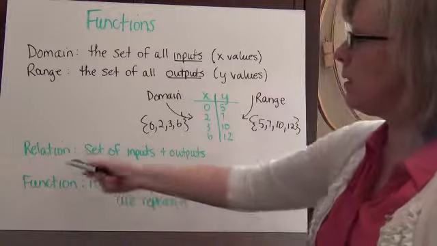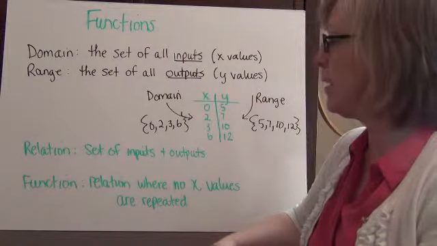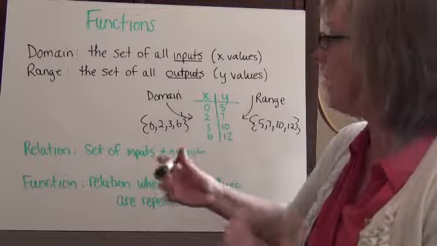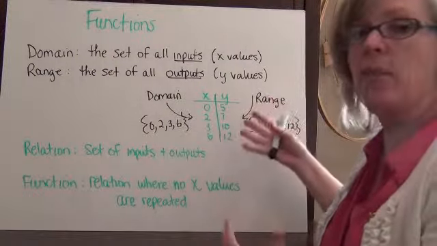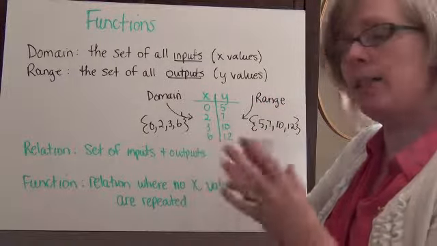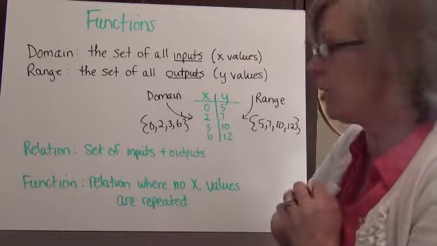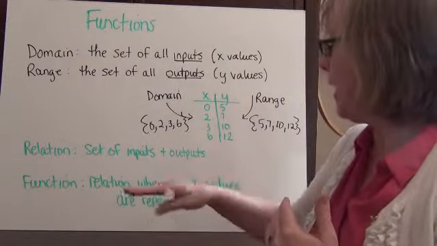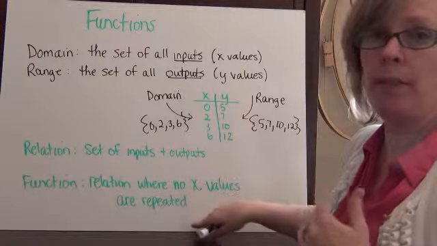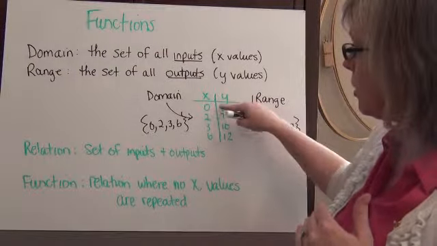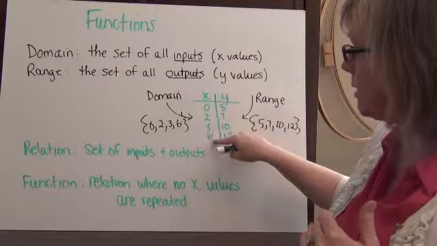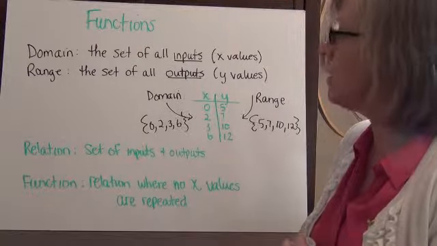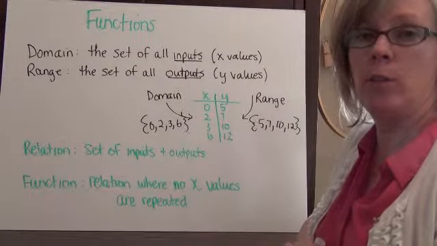Okay? The definition of a relation is simply a set of inputs and outputs. It's just like a relationship. Okay? Somehow or other, these two are a relation. They have some sort of relationship. Now, a subset of relations, some relations, are also functions. But functions have a special requirement. They have to have no x values being repeated. So if I were to look at this, I would see that every individual x has its own y. No x values are repeating. Okay? So if you need to pause that and write that down, then go ahead and do that now.